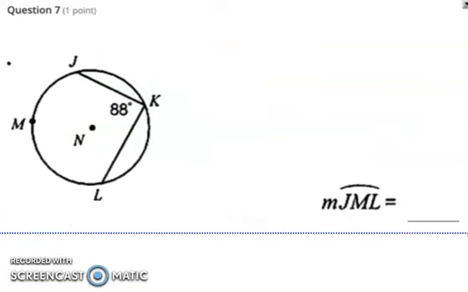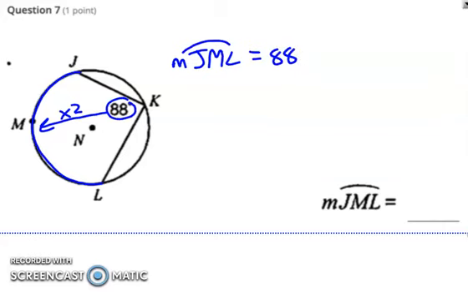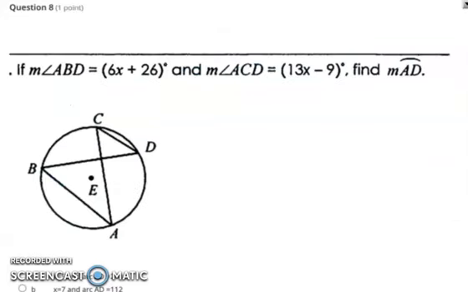Question 7. They want the measure of arc JML. Well, this arc is this angle times 2. Inscribed angles are going to be half the measure in degrees of the arc. So the measure of angle J or arc JML is just 88 times 2. That's going to give us 176, and that's our answer. Angles on the inside are half of the arcs on the outside.